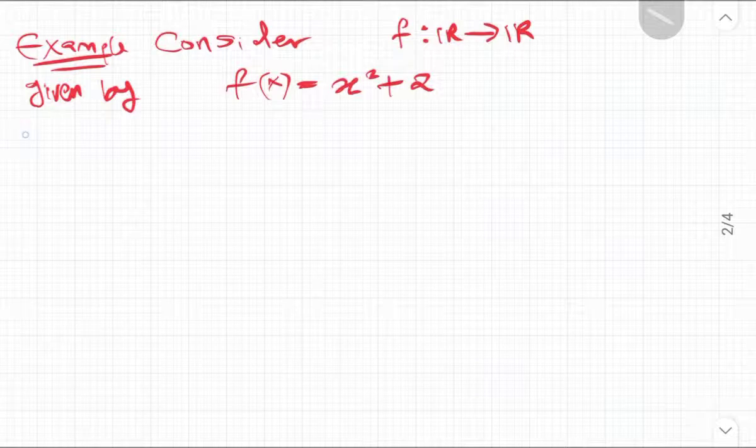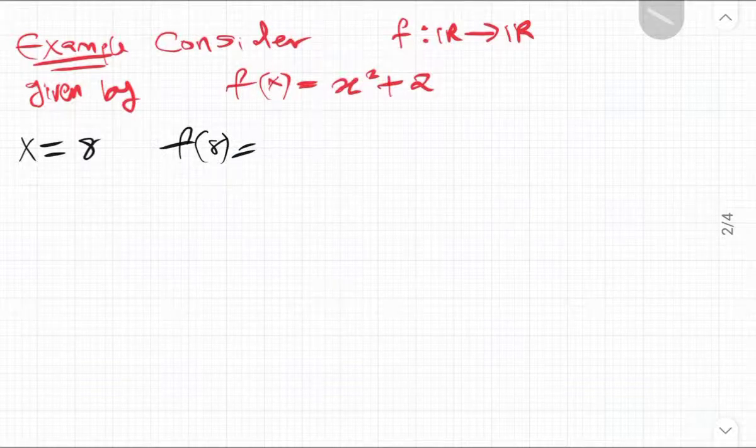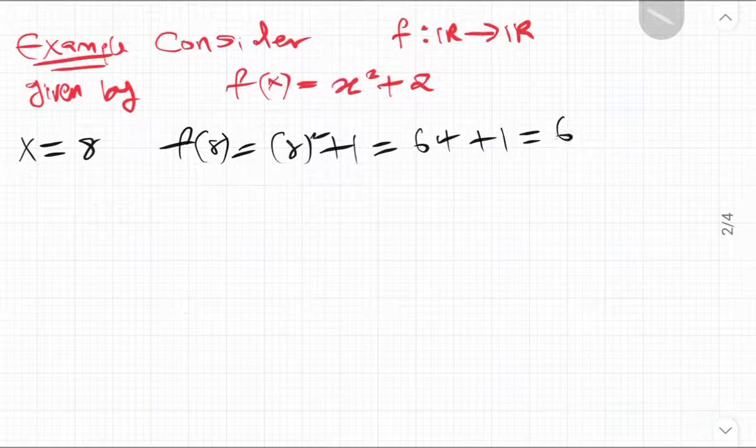Let's try to evaluate this function at 8. Let's put in 8. So f of 8 will be equal to 8 squared plus 2. 8 squared is 64, plus 2, we have 66. So for an input of x equal to 8, we have an output of 66.